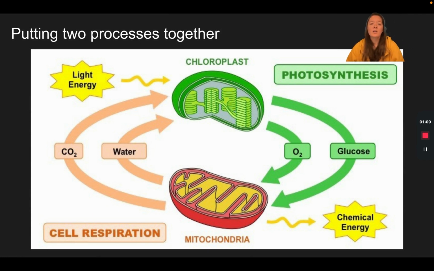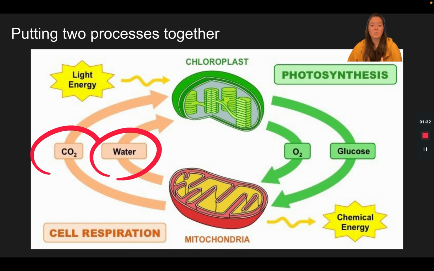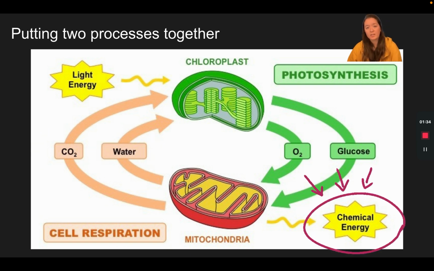So here we have a chloroplast going through photosynthesis. Things going in are energy in the form of light, carbon dioxide, and water, and things coming out are glucose, sugar, and oxygen. Well, our mitochondria is going through our cellular respiration process. Going in is oxygen and glucose. Coming out are water, carbon dioxide, and chemical energy. Still energy, just a different form.